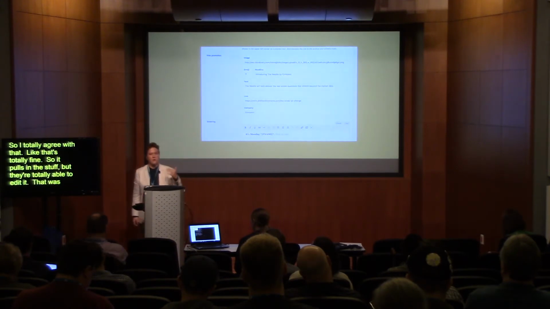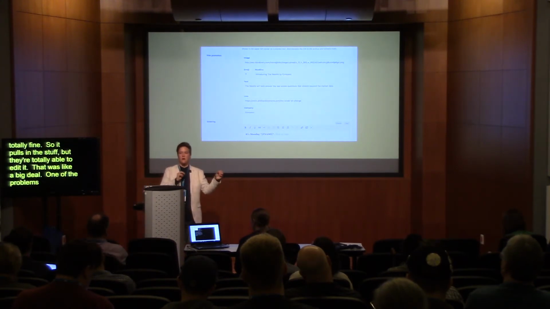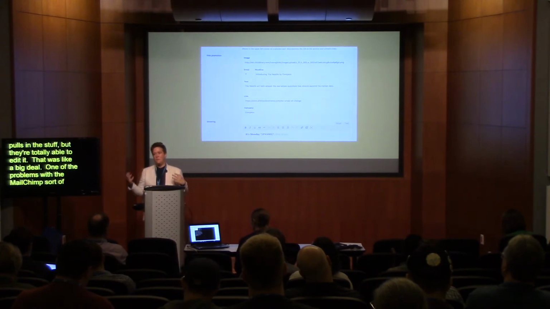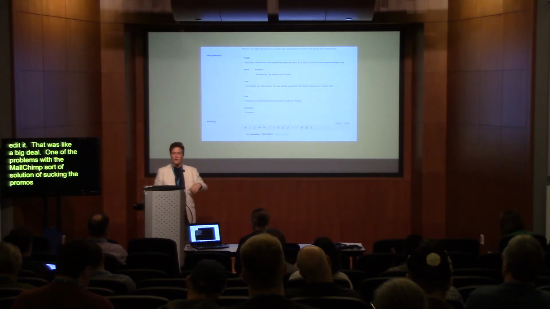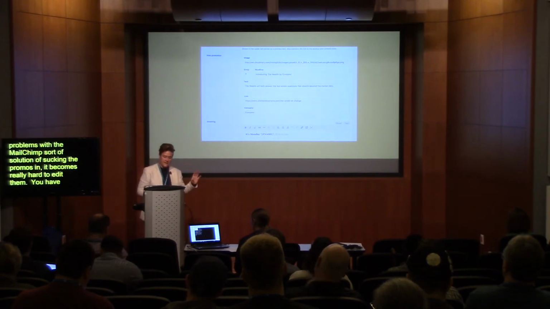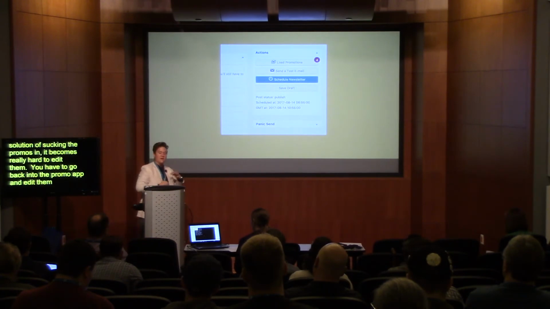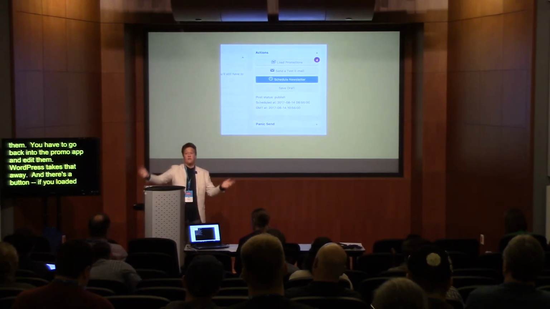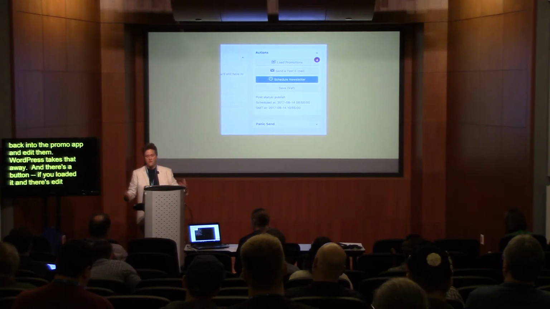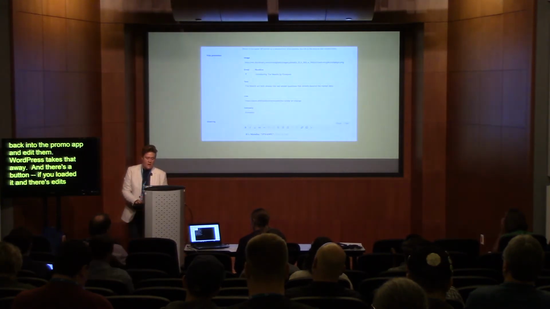One of the problems with the MailChimp solution of sucking the promos in was that it becomes really hard to edit them. You kind of have to go back into the promo app and edit them there. So WordPress takes that away. There's also this button. If you've already loaded it in and you've made edits and you hit it, it throws an alert like, hey, we're going to overwrite all your changes now. So we're trying to dummy-proof this stuff as much as possible.